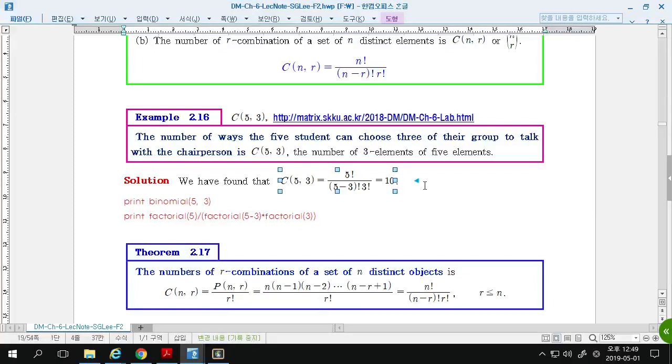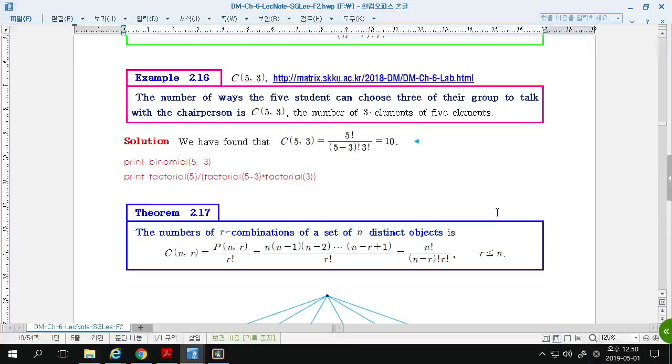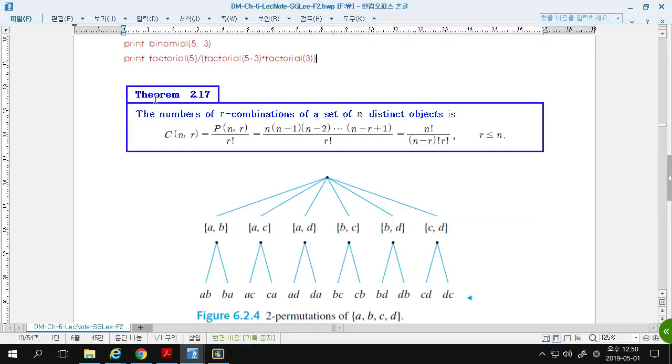We are choosing 3 out of 5 students. Then we're going to talk about who will be the chair. That's next. Before that, we only have to just choose 3 first out of 5. Okay, and this also can be found in this way, with this code. Anyway, the next theorem shows it in a general form. The number of R combinations of a set of n distinct objects is n choose R, like this. N choose R. Choose R persons out of an n object set.